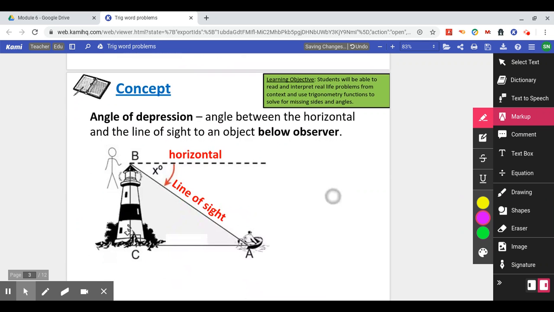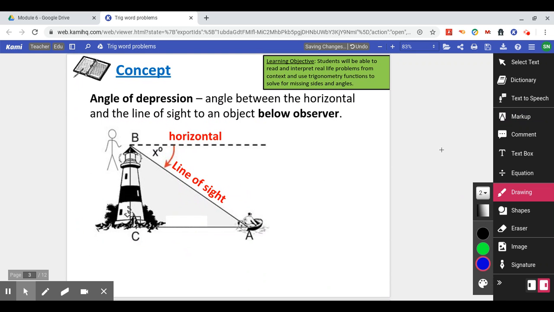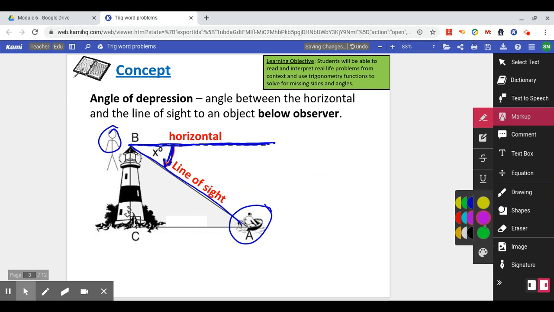We also have the angle of depression. Now in this example, we're looking at this person. He's at the top of the tower. His line of sight is always horizontal, so he's looking forward. Now, if instead of looking forward, he wants to look at this guy on the boat, he would have to lower his line of sight by angle X, which is right here, in order to be able to see that person. That lowering is called the angle of depression.